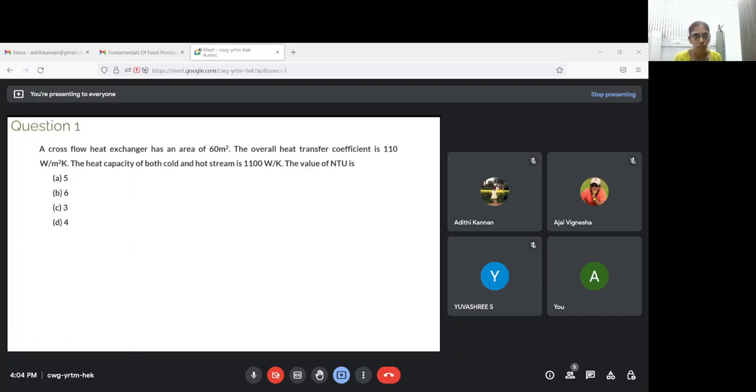So a cross-flow heat exchanger is where both the liquids enter each other at 90 degrees. So essentially both the fluids flow at an angle of 90 degrees, which is why it is known as a cross-flow.